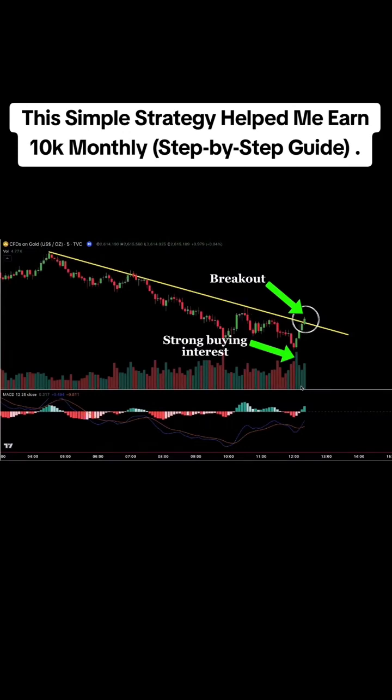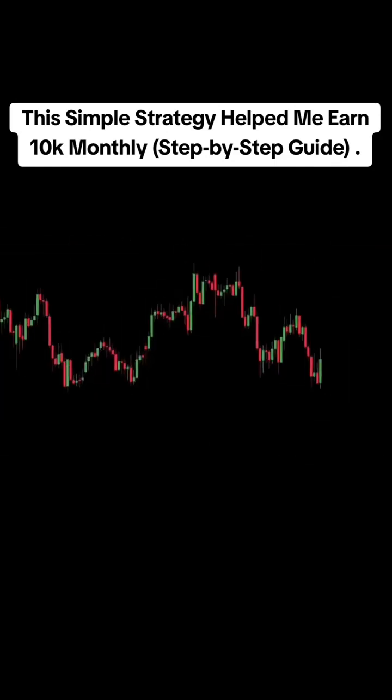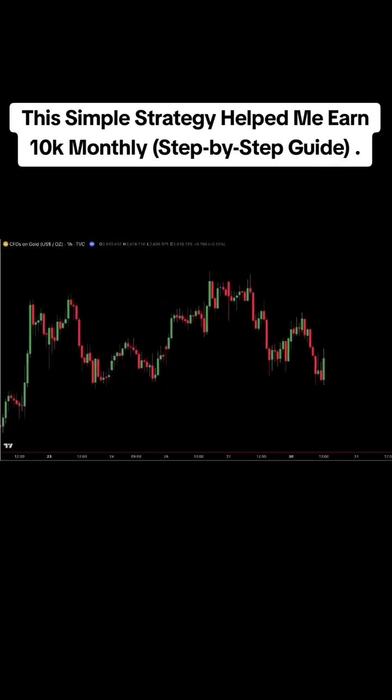Now let's look at the MACD indicator. We see a bullish MACD crossover, indicating that the market is likely to shift upward. At this point, we have all the criteria for a strong buy setup: trendline breakout, volume confirmation, and bullish MACD crossover. Now, let's move to the higher time frame to ensure our setup aligns with the broader market trend.